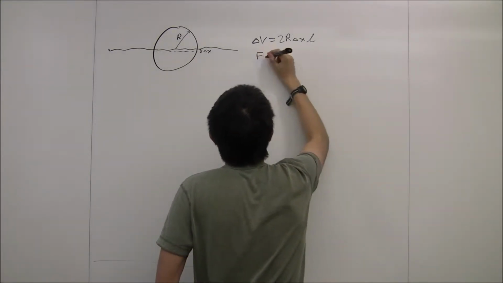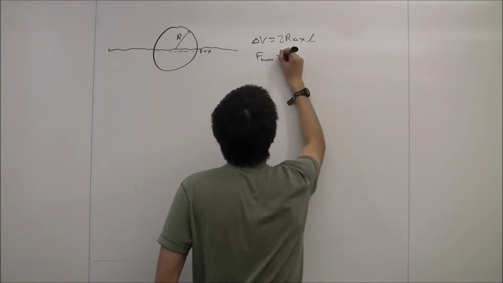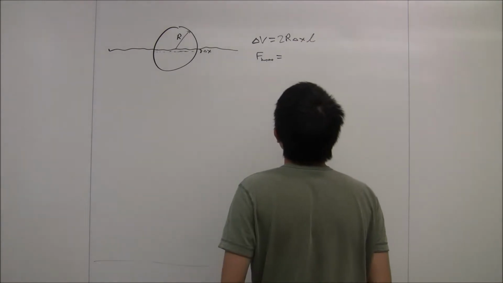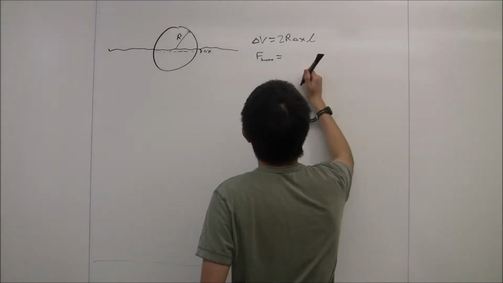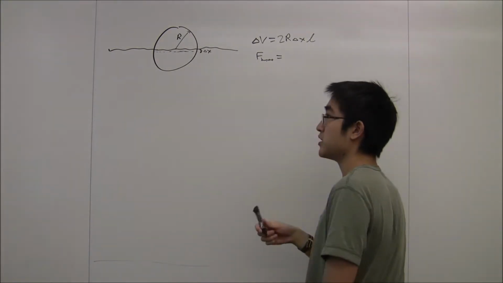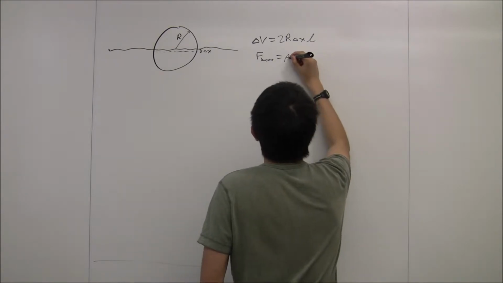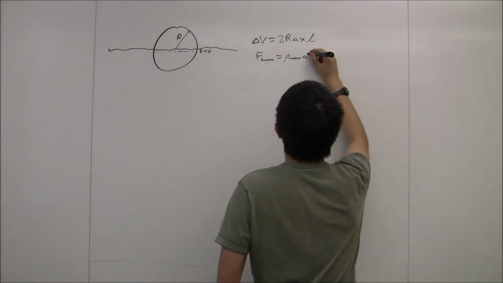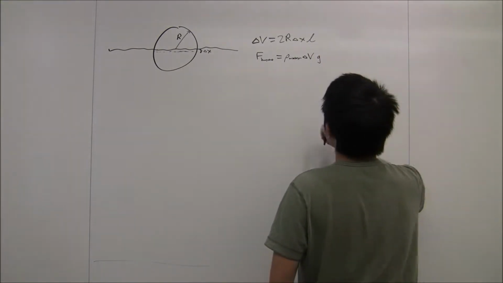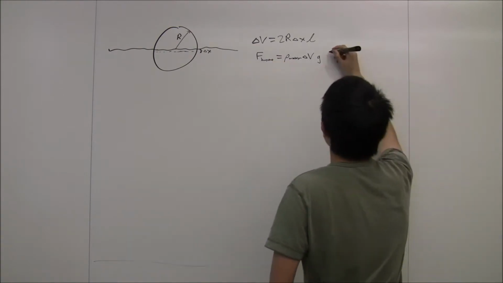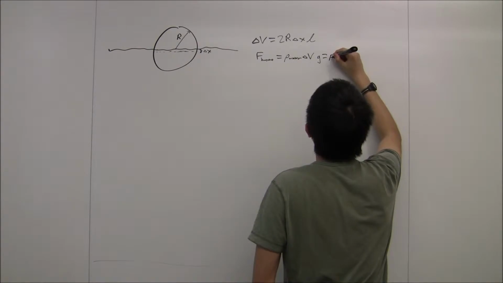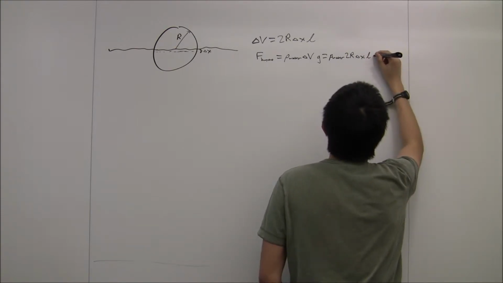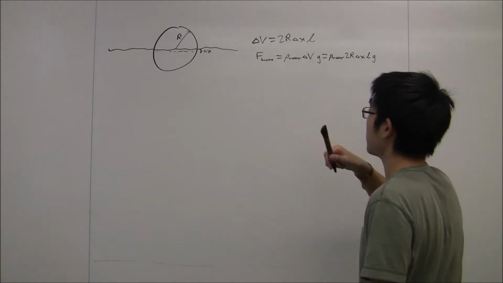So this means that the buoyant force from the displacement of the water is going to be given by the weight of the water displaced, which is just going to be the mass of the water displaced multiplied by G. So the mass of the water displaced is going to be given by the density of the water, rho water, multiplied by the displacement volume, delta V, multiplied by G. So if we plug in for our expression for delta V, we get that the buoyant force is rho water times 2 times big R times delta x L G. So that's our buoyant force.